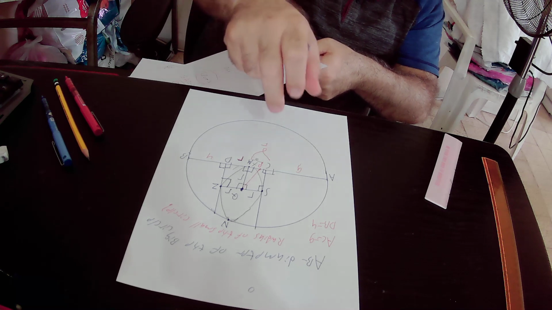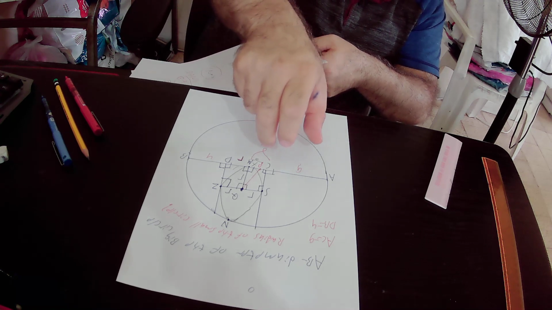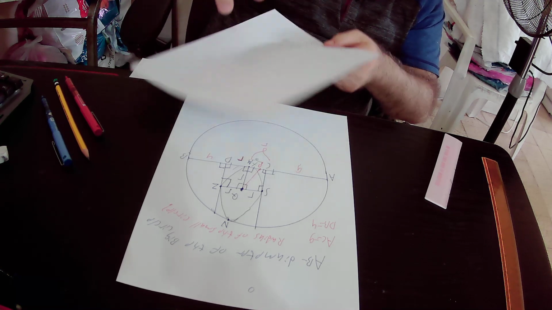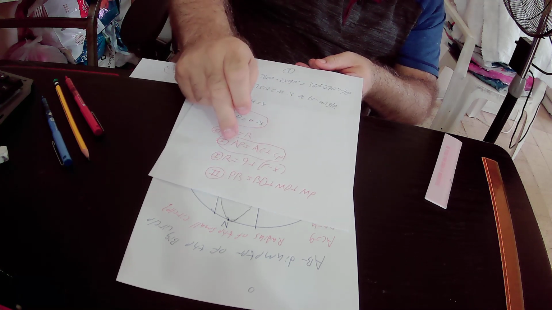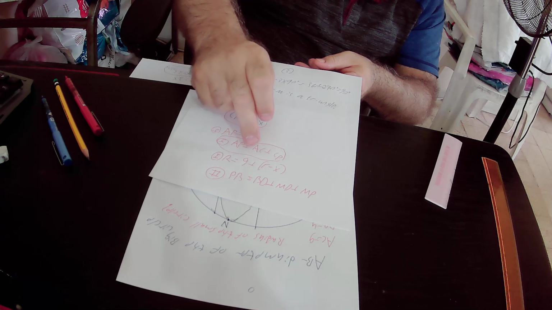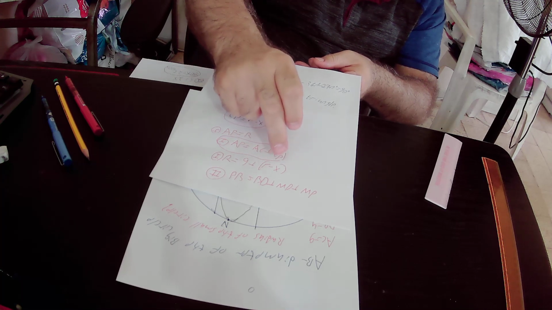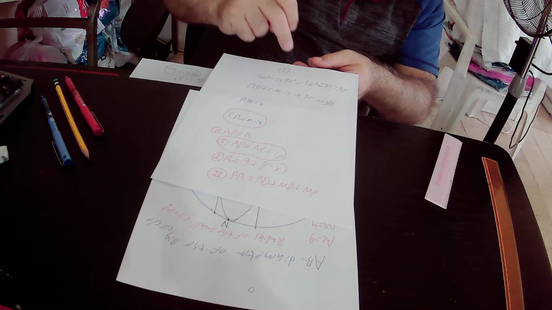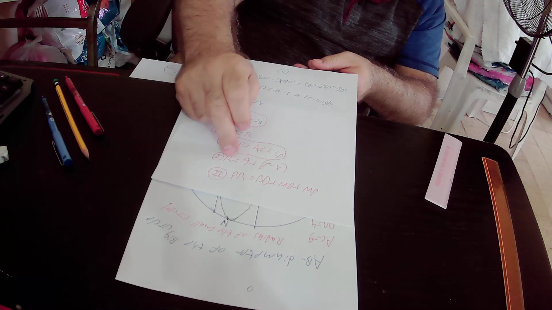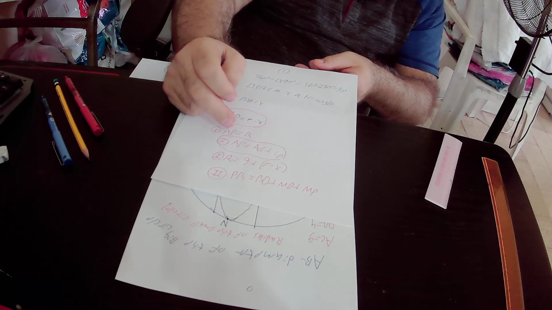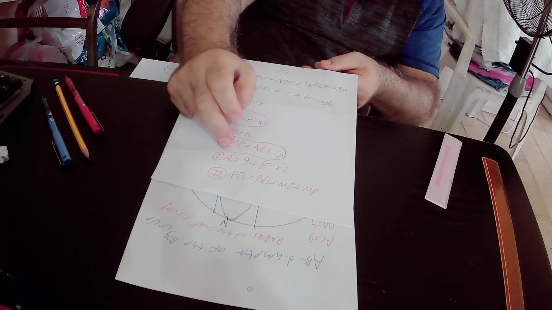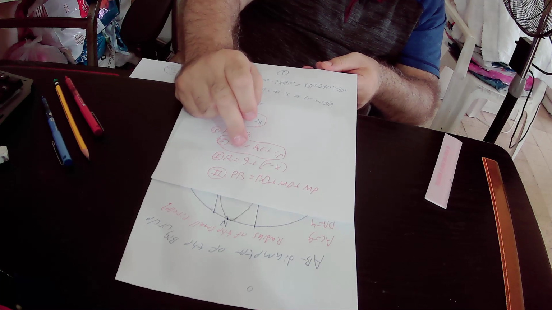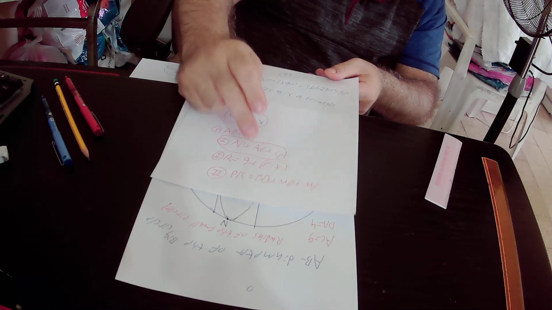So in total, AP equals AC plus CP. That means that AP equals 9 plus R minus X, because CP equals R minus X. And AP is the radius of the circle. So we got that the radius of the big circle equals 9 plus small r minus x.